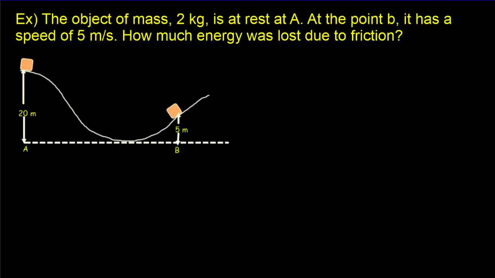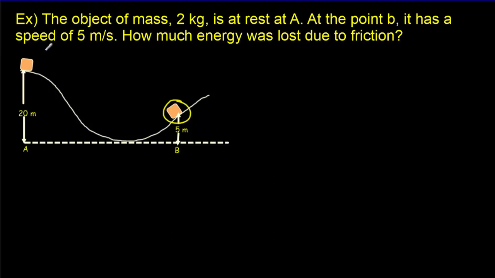So let's try an example where there is some friction. We've got an object. It's going to go down this ramp, but this time there is some friction. So what we're going to do is look at the energy that the object has at this position, and then look at the energies that the object has at this position over here.